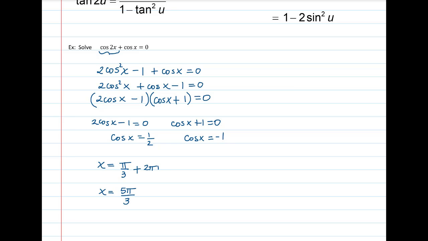Now remember, because we're not given an interval here, we're finding all the solutions, so we have to add 2 pi n to both solutions here. And we still have to do cosine of x equal to -1, and that happens at pi. Again, since we're finding all the solutions, we're going to have pi plus 2 pi n.